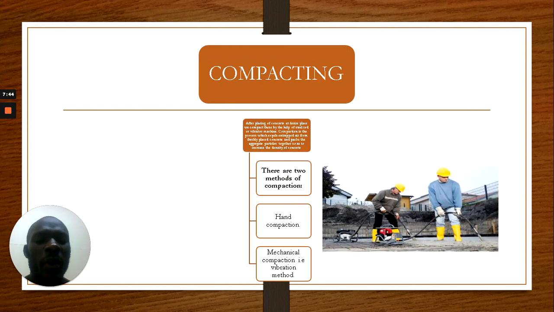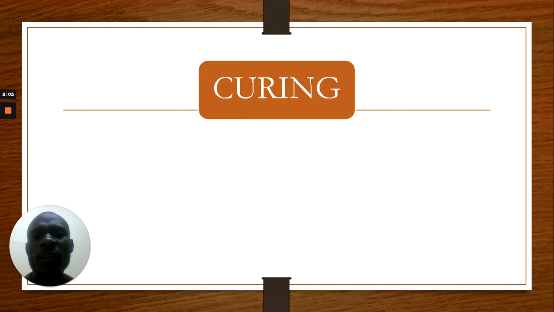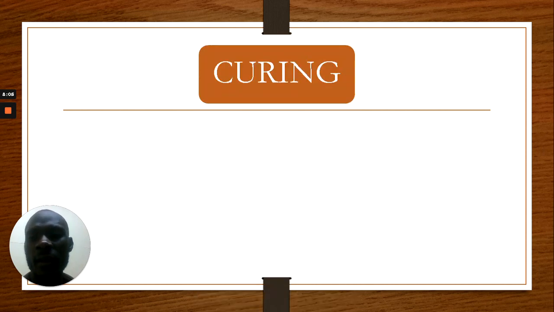So there we have a picture of two people who are using poker vibrator to compact concrete. And a poker is just a machine that is used to drive out the air in concrete in order to increase the strength of concrete. So after compacting we go to curing.